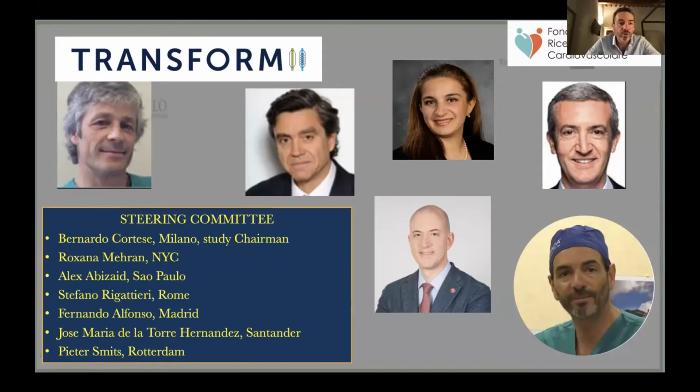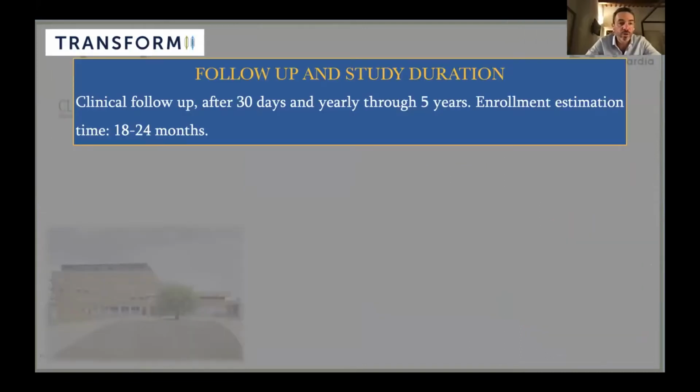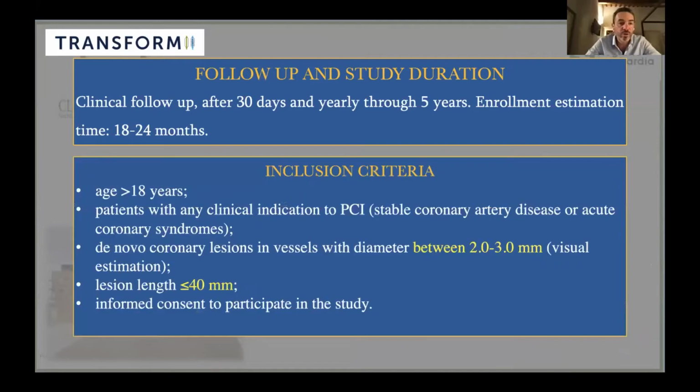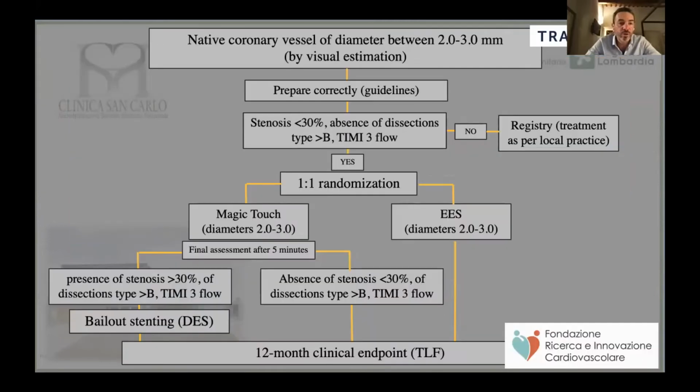This study will enroll patients for the next 18 months and will follow them up for 5 years. We will include all patients with native vessel disease between 2.0 and 3.0 millimeters, and with lesion length, this is a step forward, up to 40 millimeters. And we will randomize these patients between Magic Touch sirolimus-coated balloon and Xience. In case of flow-limiting dissection after DCB, we may decide to put spot stenting there, but not to do a full metal jacket.